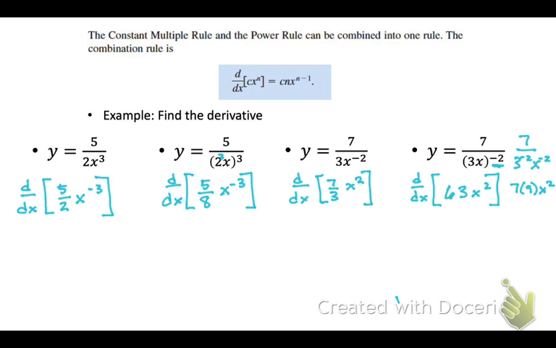Do the second one. Okay, so it would be 5/8 times what? How about -3? And it would be x to the -3. Oh, -2. -4. So my answer then would be -15/8 x to the 4th. Why did the x to the 4th come back to the denominator? Because it's negative. And we don't leave negative exponents.